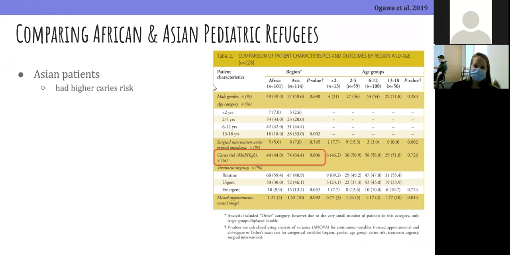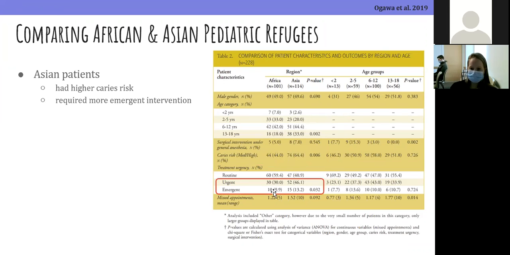What they found was that patients in the Asian group had a higher risk of caries compared to the African population, and this was significant. They also found that they were more likely to require either urgent or emergent intervention on those caries than the African group. One kind of downside to this study, though, is that when they looked at the demographics, the Asian population tended to be a little bit older compared to the African group. And age can affect your caries rate, so that may have been a confounder.